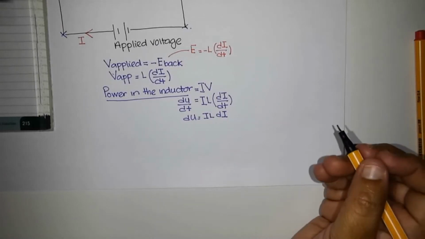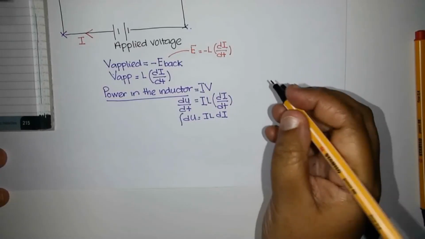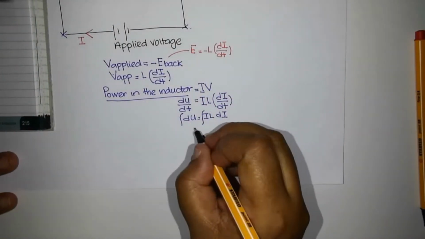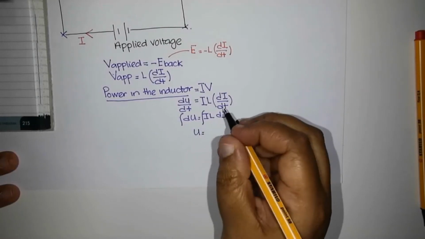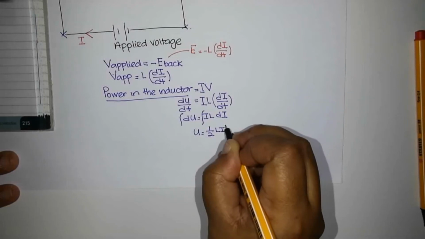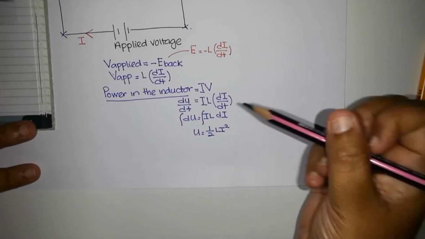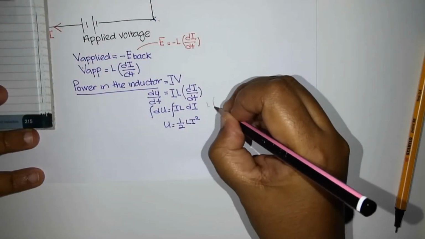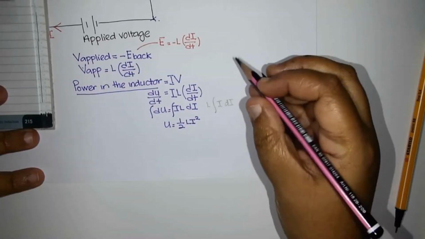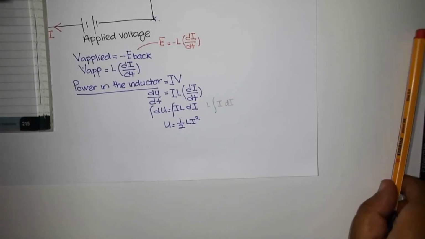Okay, then what we do is we integrate. Then what do we get? We get the formula U equals half L i squared, because L is a constant, you see. So when L is constant, we can bring L out. So I di. Once we integrate, we get the formula U equals half Li squared.